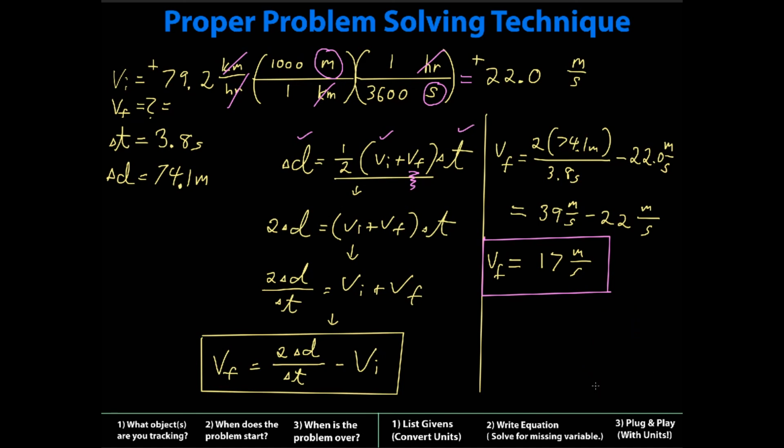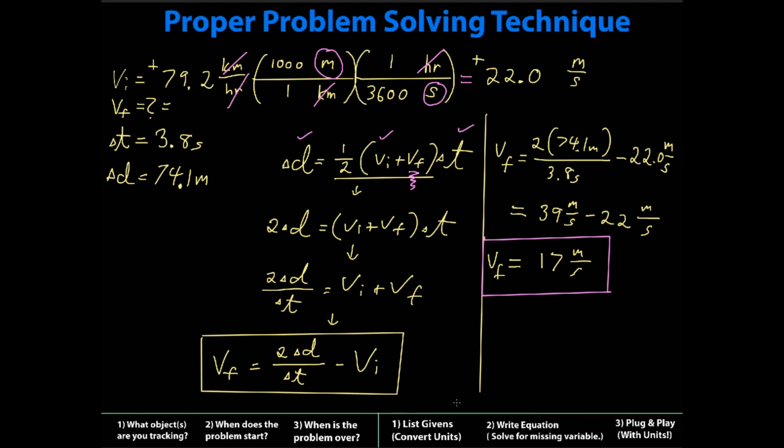All right, so quick recap. The first 3 rules I have in the lower left here, these are good for any physics problem ever. What object are you tracking? When does the problem start? When is the problem over? Those 3 questions should be asked all the time. Most of the time, they are very simple to answer, but every now and then, they are not simple to answer at all, and they become much, much more important.